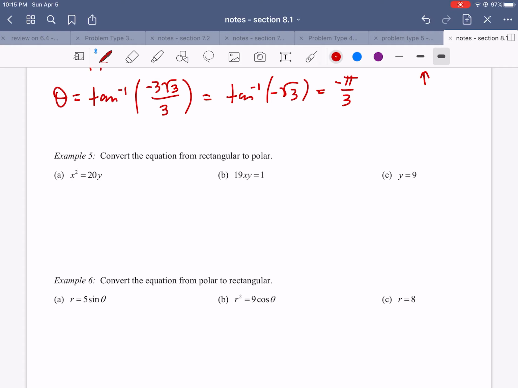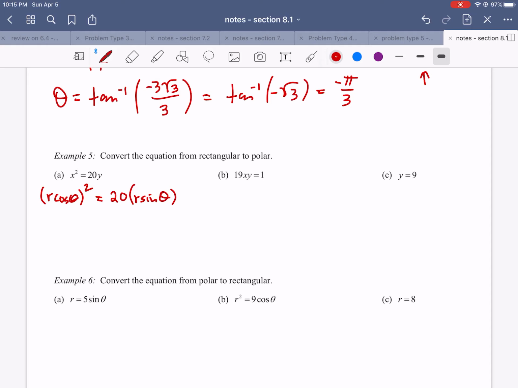Okay, example 5 and 6. We're going to convert equations back and forth between rectangular and polar. So we've learned how to convert points. Now we're going to learn how to convert entire equations, which is going to be pretty cool, just using our formulas. So for letter A, we have x and y, and we want to convert to something in terms of r and theta. What do I know about x? I know that x is r cosine of theta, and I know that y is r sine of theta.